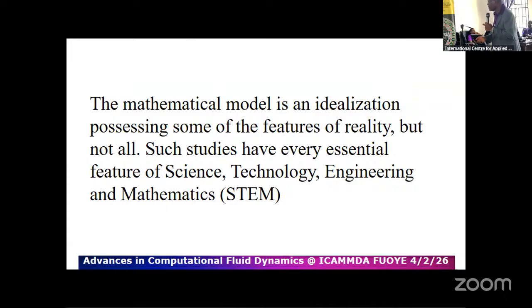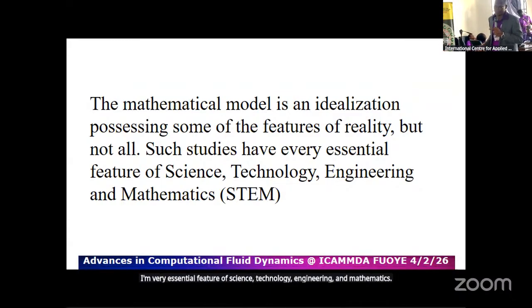Okay, thank you. But not all. Such studies are a very essential feature of science, technology, engineering, and mathematics. This step, we're all familiar with this.